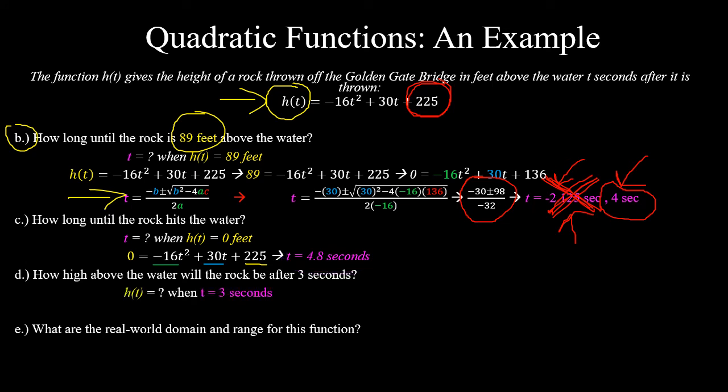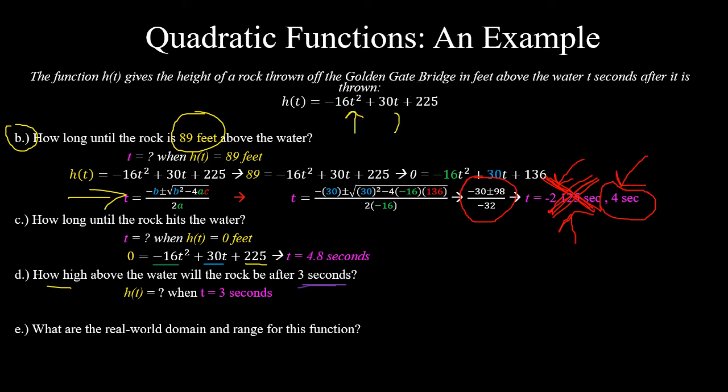How high above the water, let's look at letter D, will the rock be after 3 seconds? This one's pretty cut and dry. We're given a time, 3 seconds, and we want to find the height. How high? So what is h of t equal when t equals 3? Well, all we're going to do is take t equals 3 and plug it into our original function everywhere we see a t.